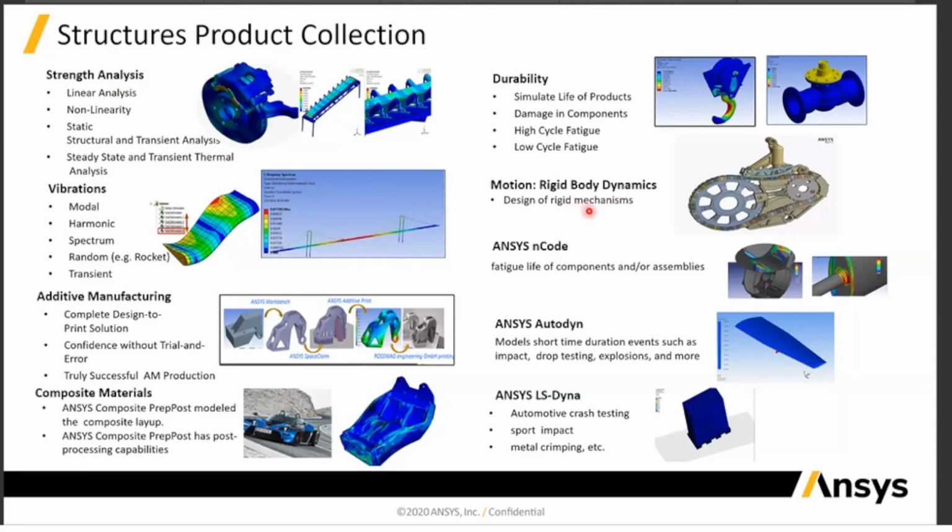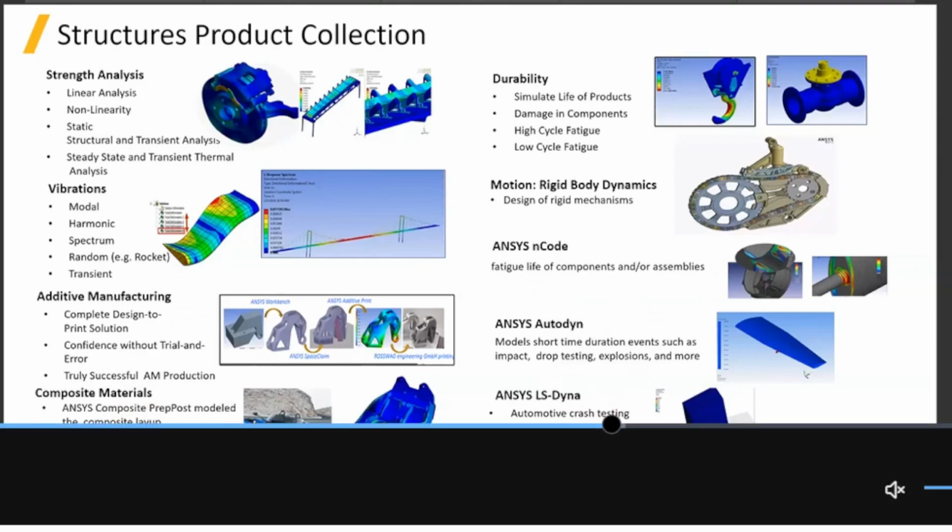Then for rigid body dynamics, we have a tool, Motion, where you can design rigid mechanisms. Then we have Ansys nCode, which predicts the life of particular types of components or assemblies. Then you can work on various additive manufacturing processes. Ansys Autodyn is there for explosions, impacts, and drop testing. You can simulate composite materials. And we have Ansys LS-DYNA, where you can work on various explicit phenomena like crash testing, shot impact, or metal crimping.